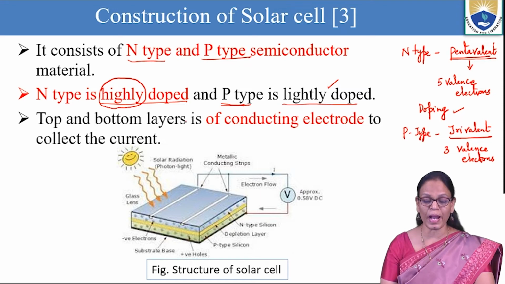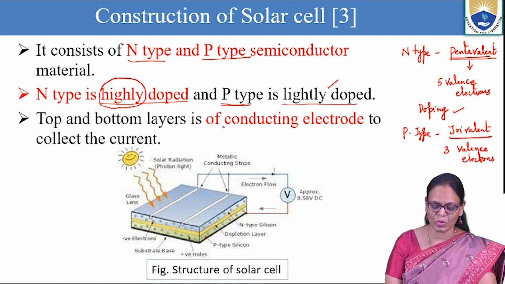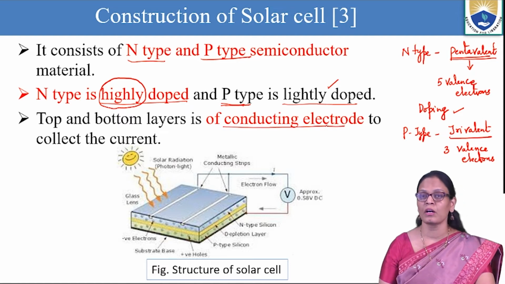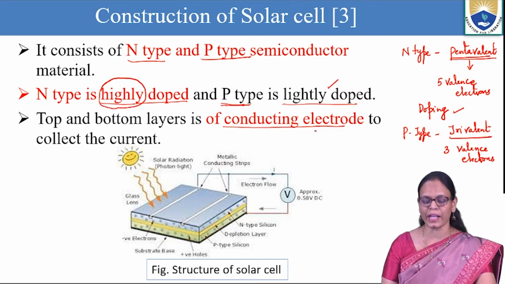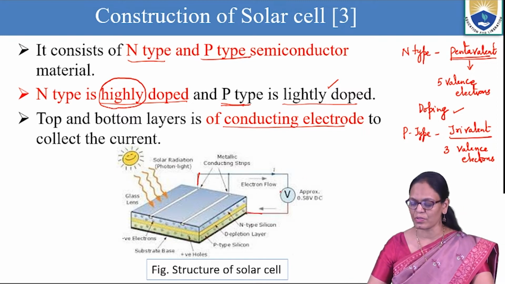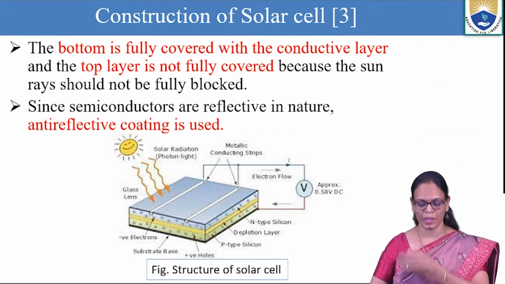Now the top and the bottom layers are conducting electrodes. So the top layer and the bottom layer, we have already seen them in the previous figure as front contact and back contact. So they are conducting electrodes to collect the current. This is the front contact and this is the back contact, and they are connected with conducting electrodes.